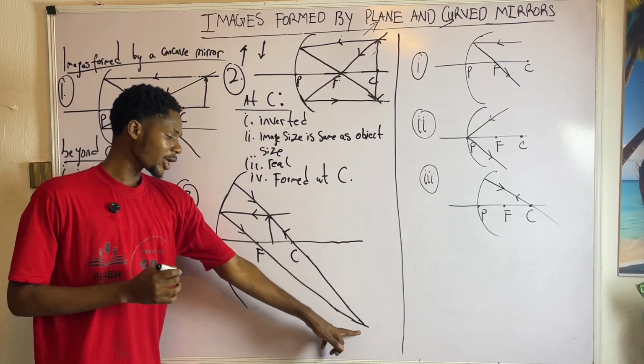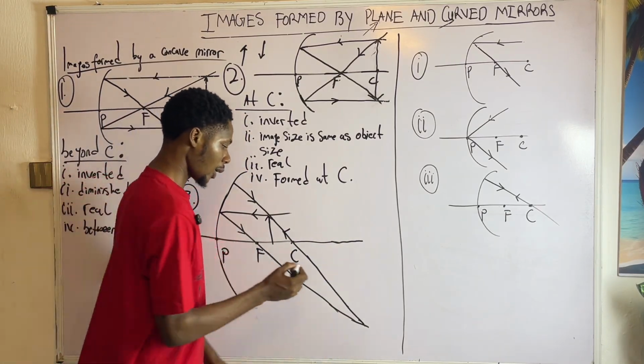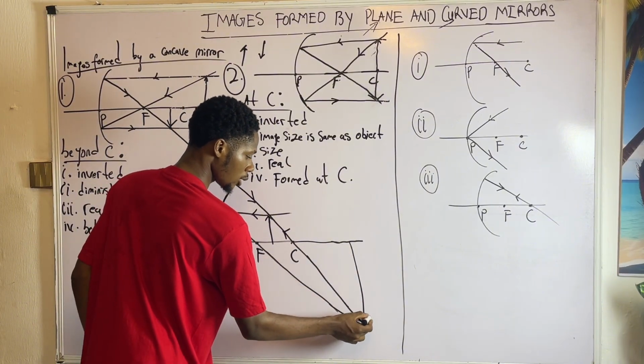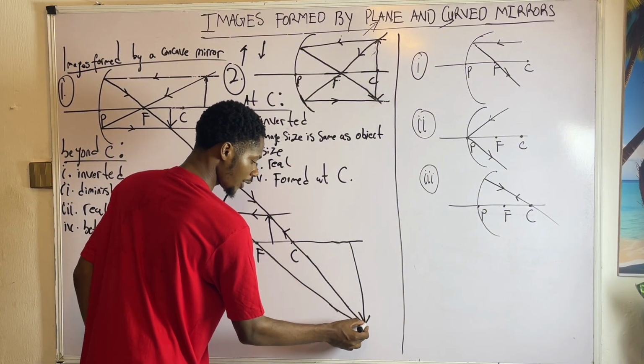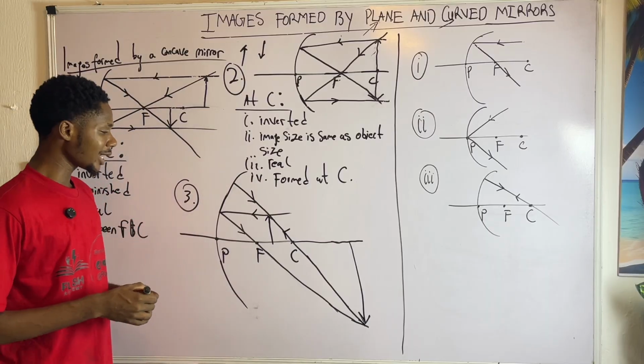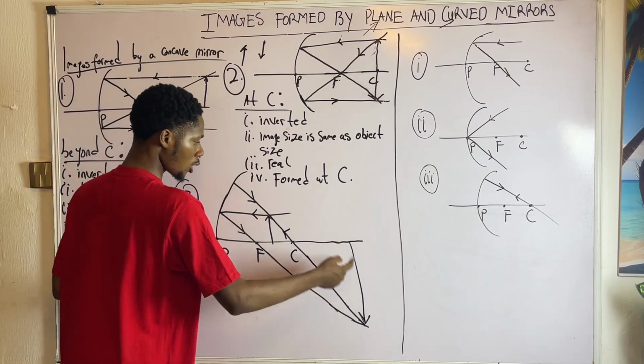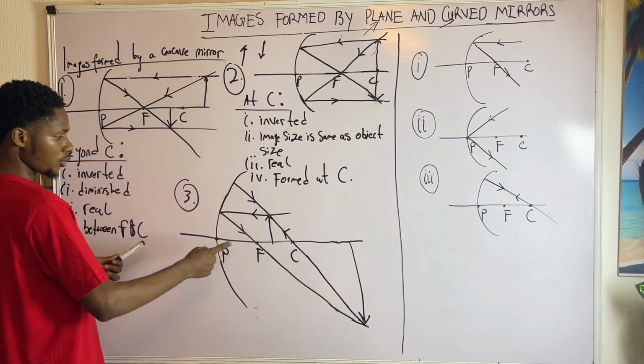Okay, now whenever they meet, that is where we are going to have an image. So there will be an image formed here. Okay, upside down again. So if you are asked, what are the properties of the image that is being formed? First is first, it is upside down. Okay, now here is the location.